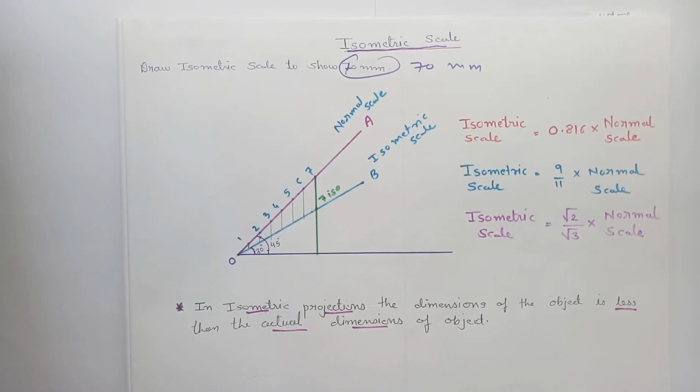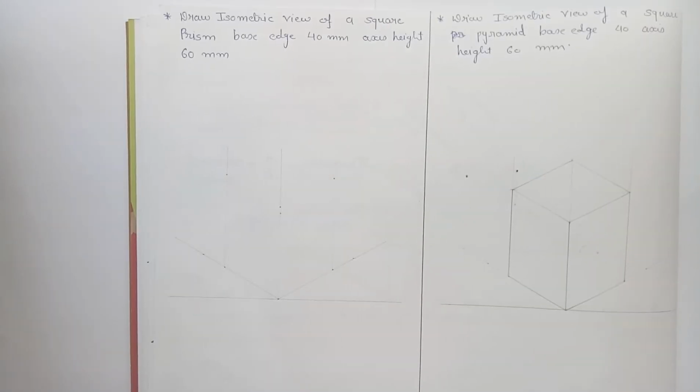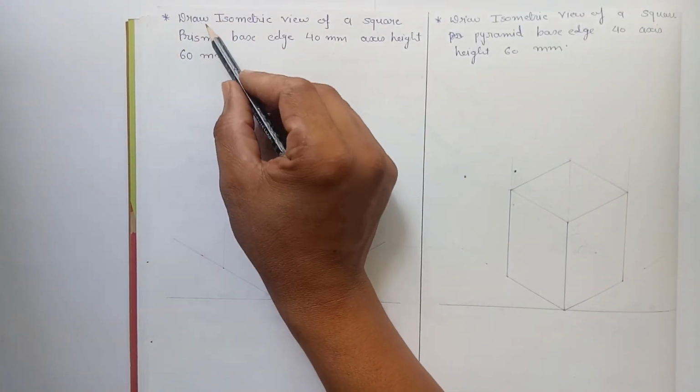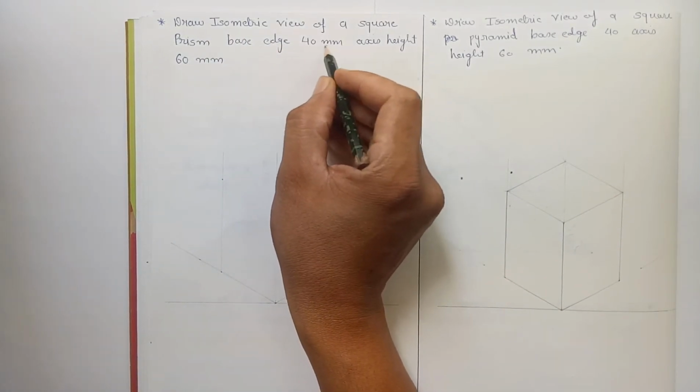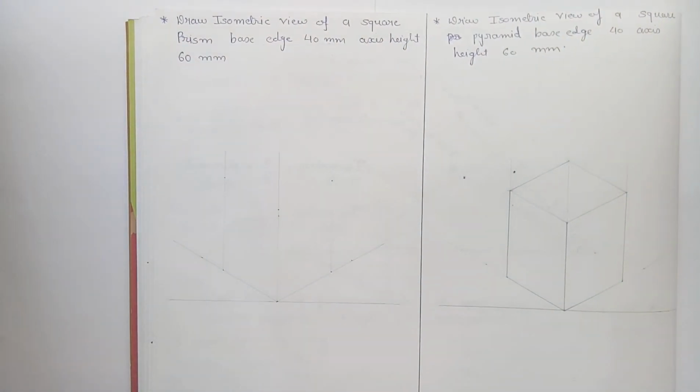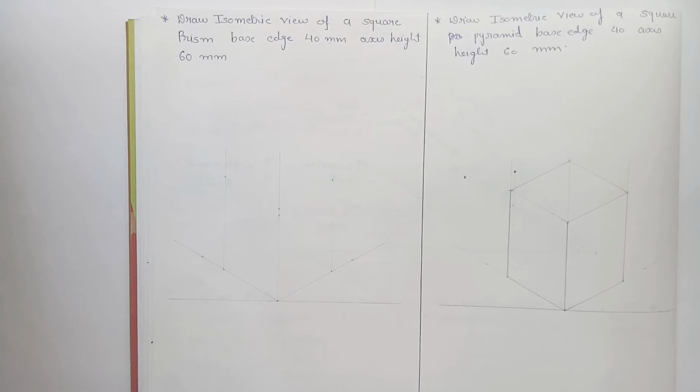So this is all about the isometric scale and normal scale, and how the isometric scale length is different from the normal scale. Now let us draw some basic 3D figures or basic 3D isometric views of the given object. So let us start with this example. Draw isometric view of a square prism with base length 40 mm and axis height 60 mm. So we have to draw this isometric view of a square prism.